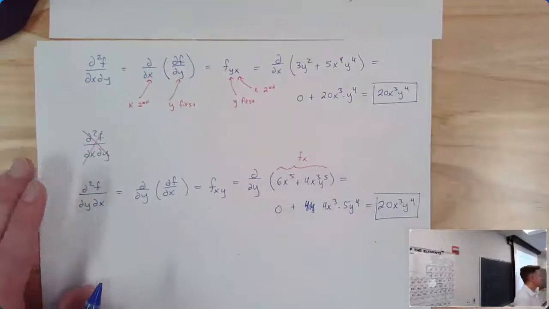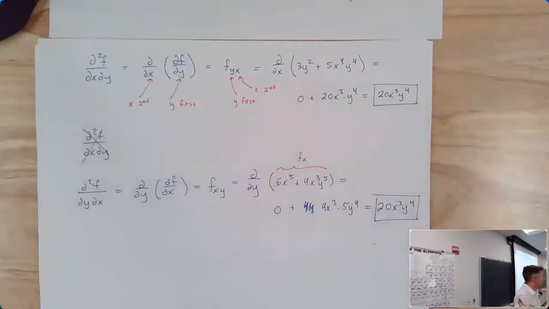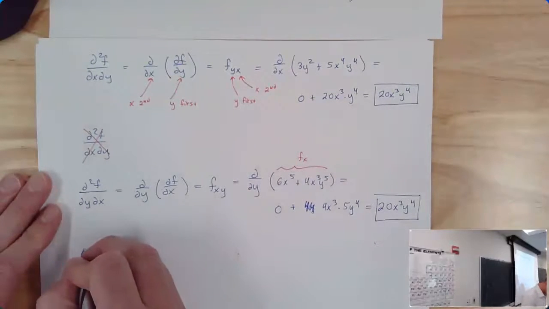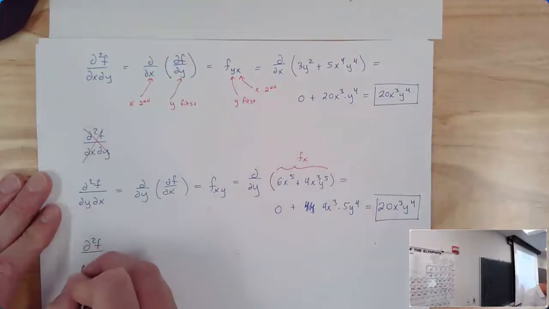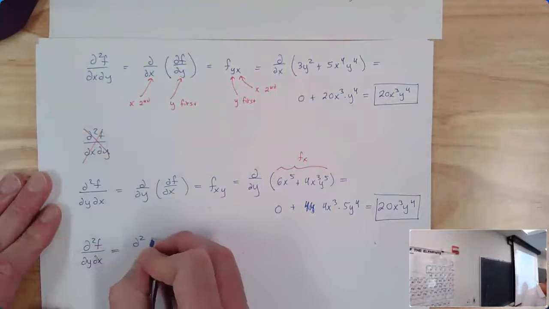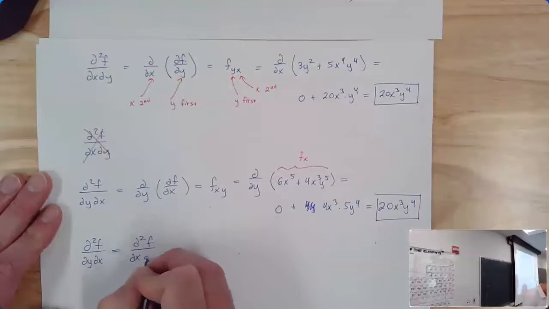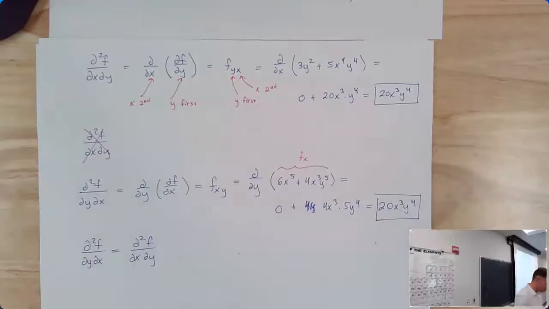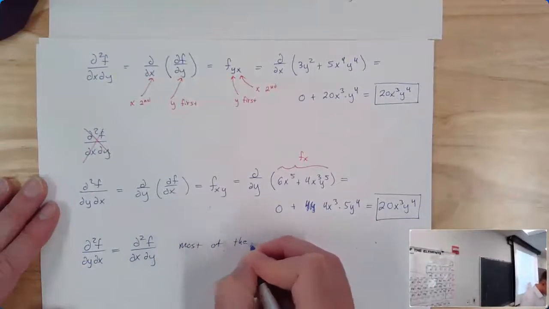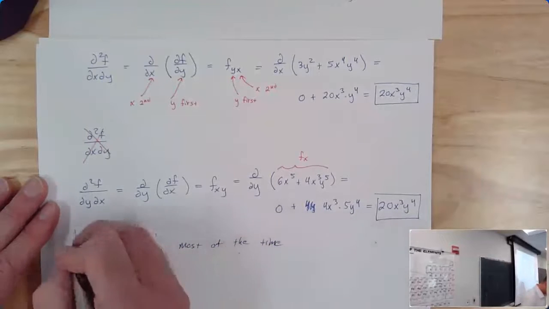And what do we notice? So here's the thing that's mostly true. It is true mostly that the second partials, the mixed partials, I should say, are equal to each other. So this is true most of the time, which I know doesn't sound very reassuring.